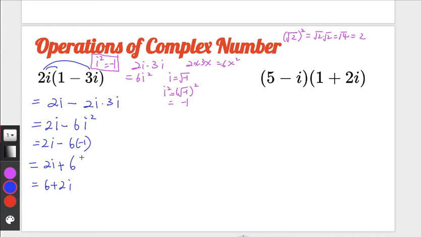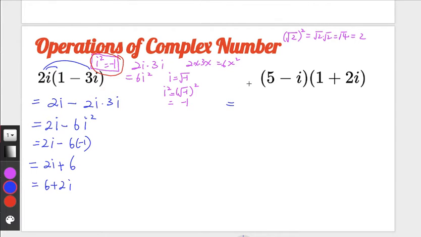Okay, so the big difference is when we deal with multiplication, we need to pay very, very special attention to this part, i squared, because it always happens there. Okay, now let's check the last example.